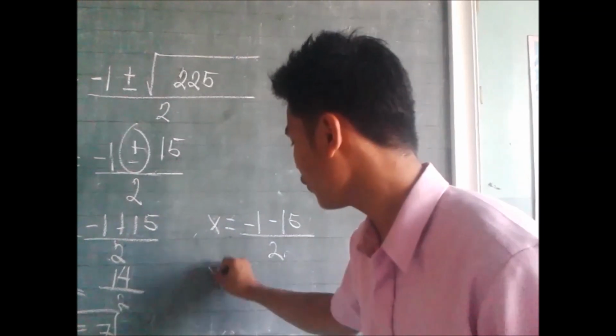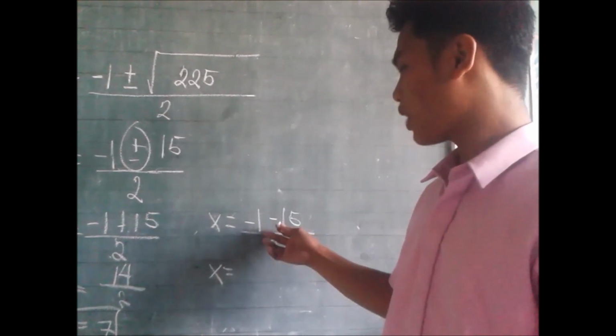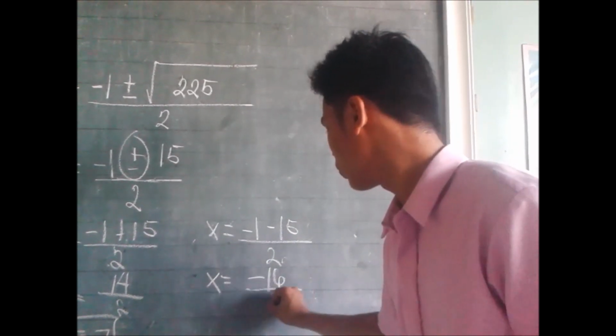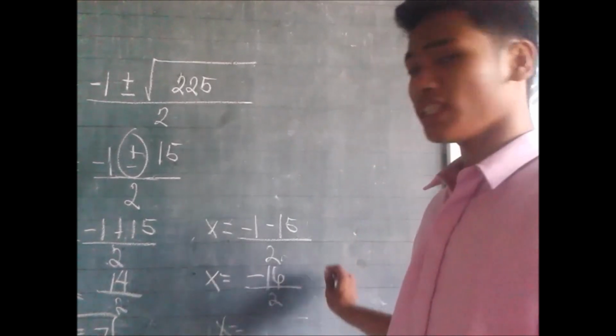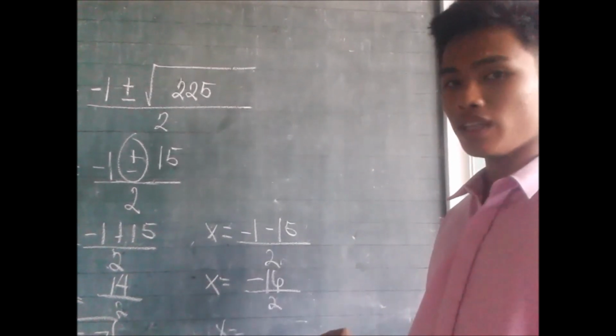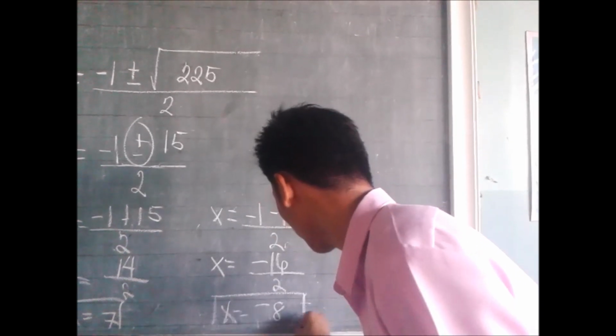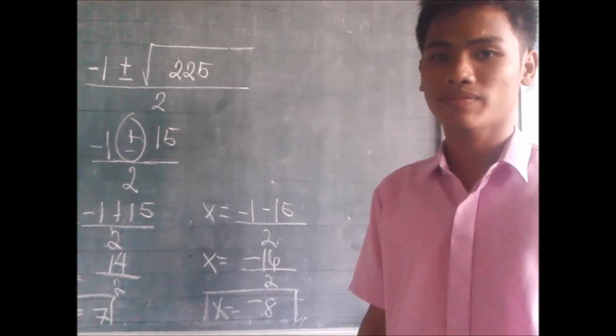For the second value, x is equal to negative 1 minus 15 is equal to negative 16 all over 2. Negative 16 all over 2 is equal to negative 8. So the value of the second x is equal to negative 8.